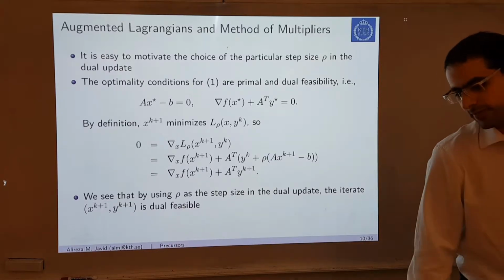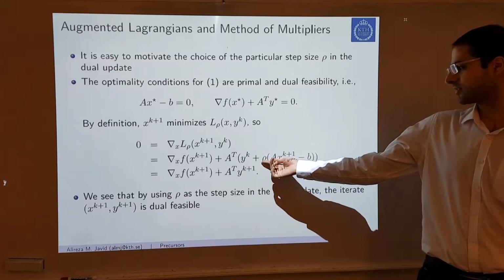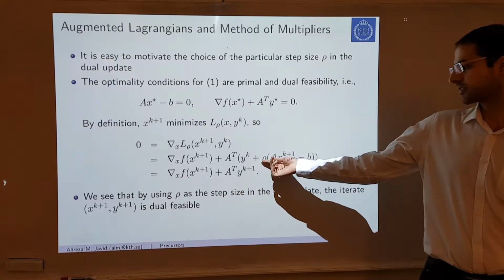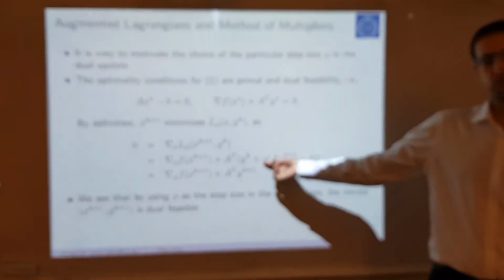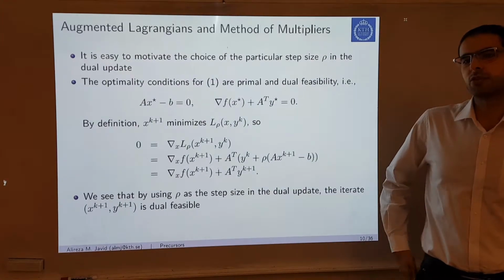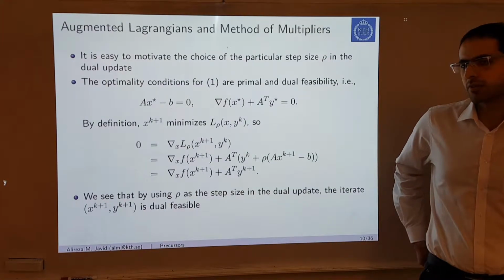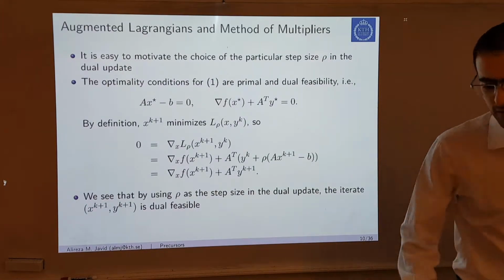I don't know if rho changes here. Then what will happen? Nothing will happen here to the optimality, but the corresponding y k plus 1 will update. Yes, exactly. Nothing will change.